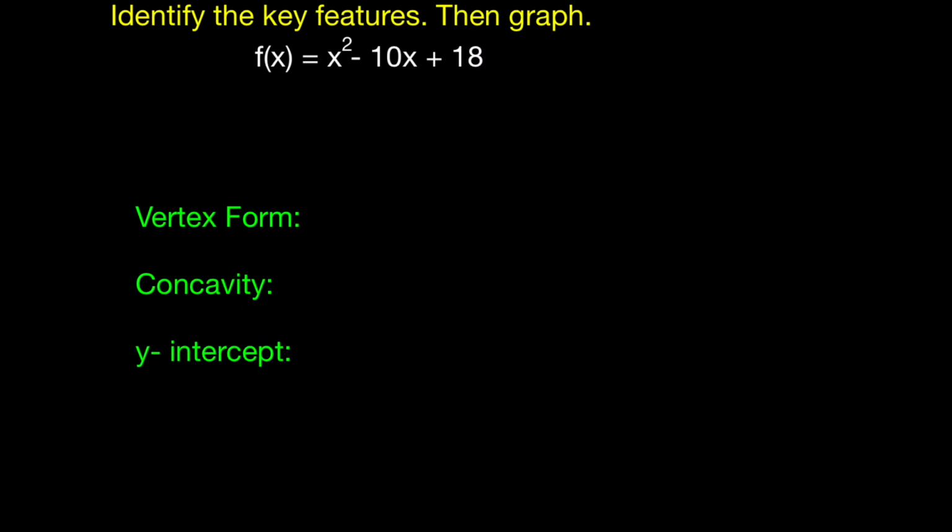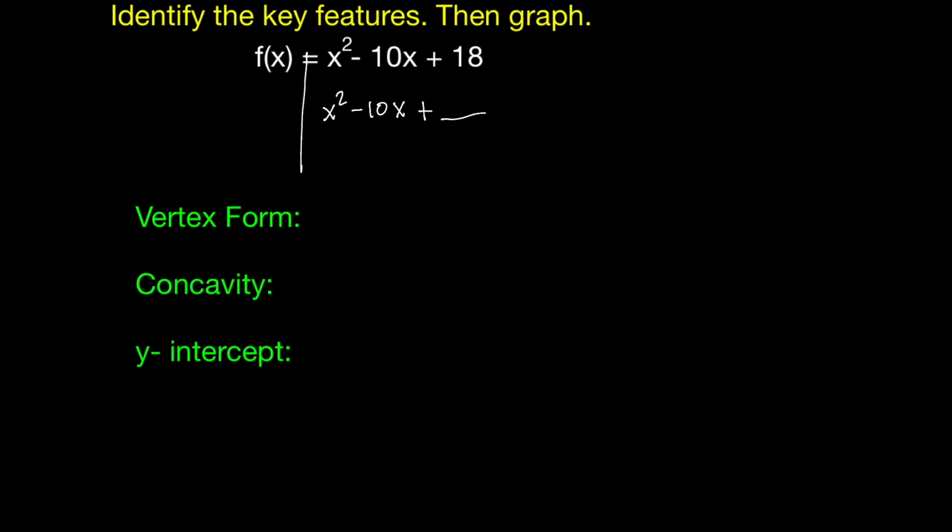Identify the key features and then graph. The first thing that I'm going to do is convert this equation that's initially in standard form into vertex form. And to do that, I'm going to complete the square using x squared and the 10x. So here, I'm going to get x squared minus 10x.